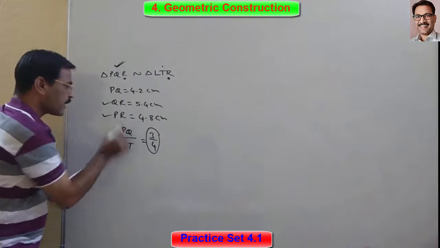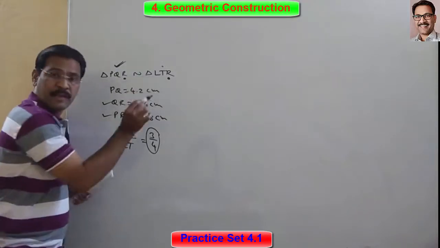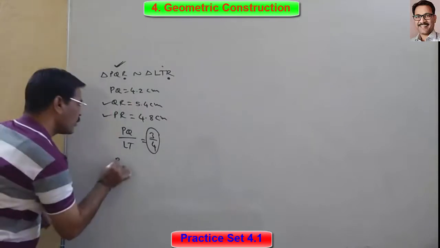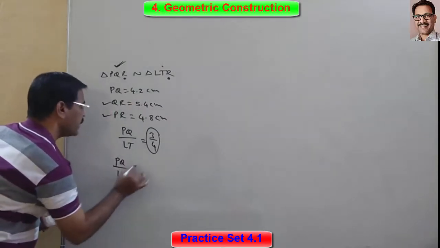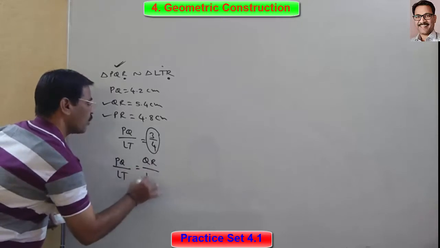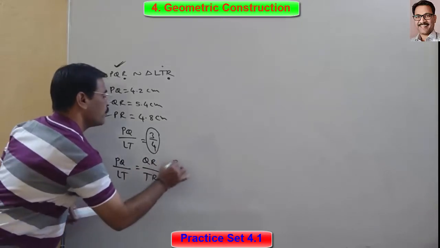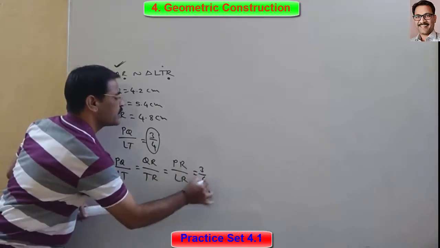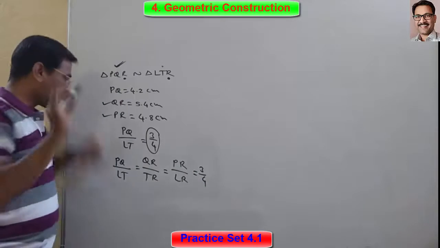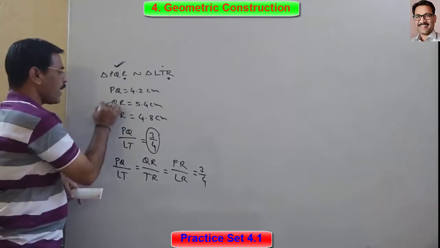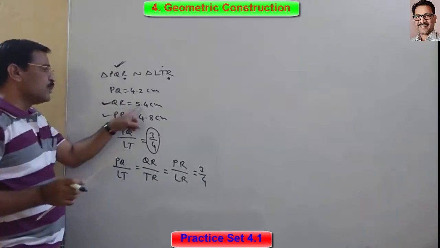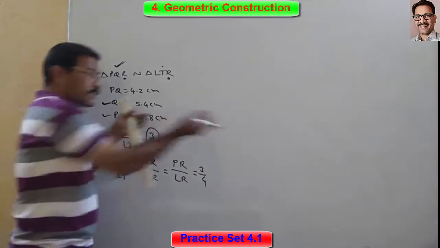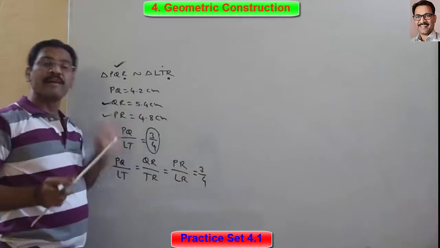Okay, now see here, because these two triangles are similar, we can write their corresponding sides are also in same proportion. Means what? PQ upon LT is equal to QR upon TR is equal to PR upon LR. All these are in the same ratio, that is 3 upon 4. Okay, so that means I take here QR, because out of these two, this is just greater, so I will take that QR as a base, but I will take R to this side. This is only for our convenience.